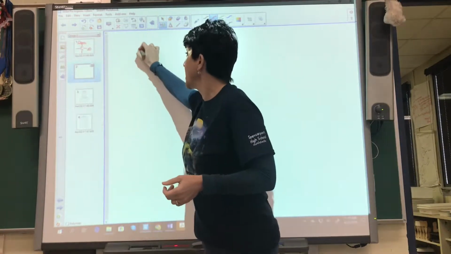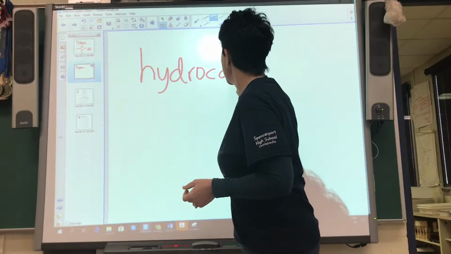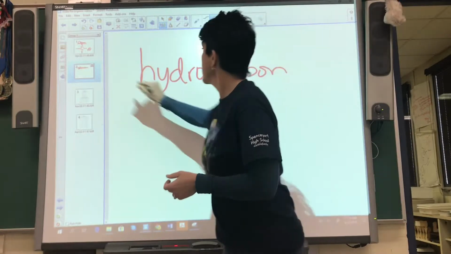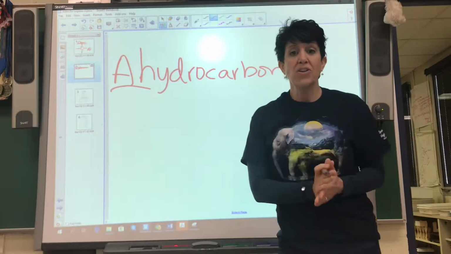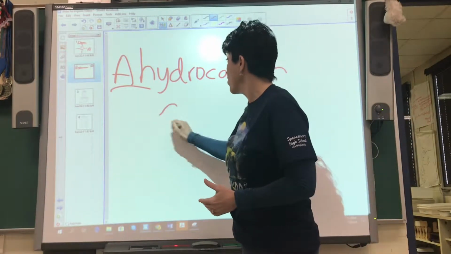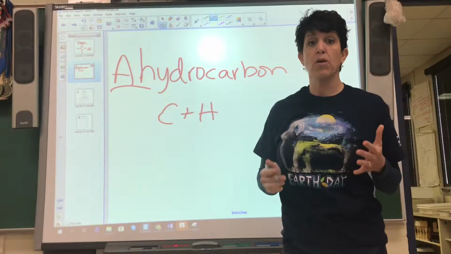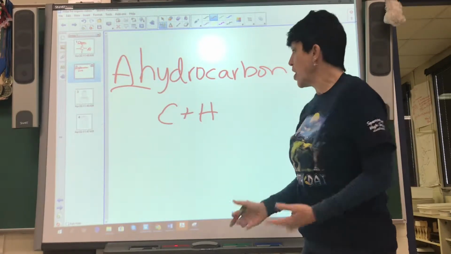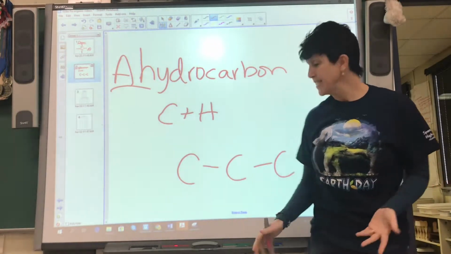The first kind of organic molecule that you need to know is called a hydrocarbon. So we'll call this A. Our hydrocarbons are our molecules that only have carbon and hydrogen. We already know carbon is going to form 4 bonds, so I'm going to draw one for you. Carbon, carbon, carbon. 3 carbons here.